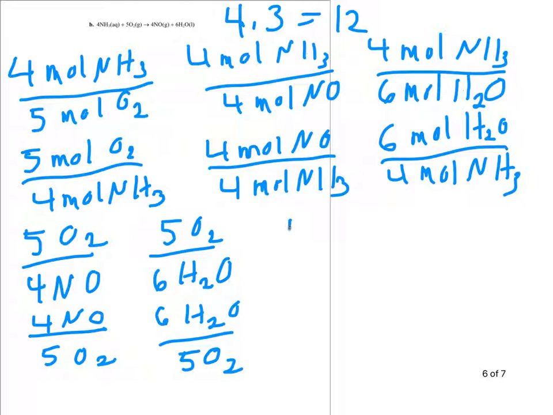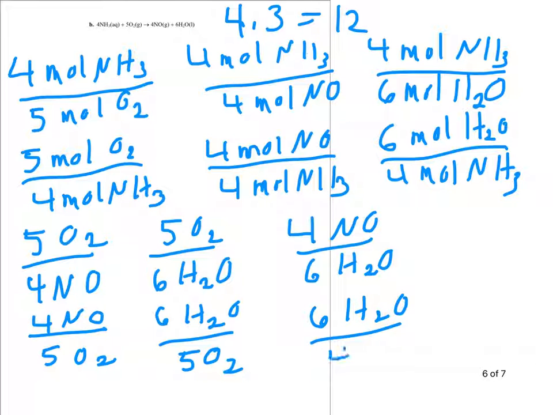I've got now to the 4NO over 6H2O, and flip that over, 6H2O over 4NO. Very systematically, we generated all 12 of the mole ratios for that one. And our last one for this little part, we got 4 substances again, so we should end up with 12 mole ratios again. We've got all the same pattern.